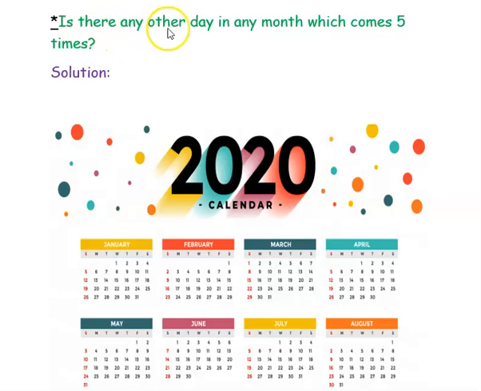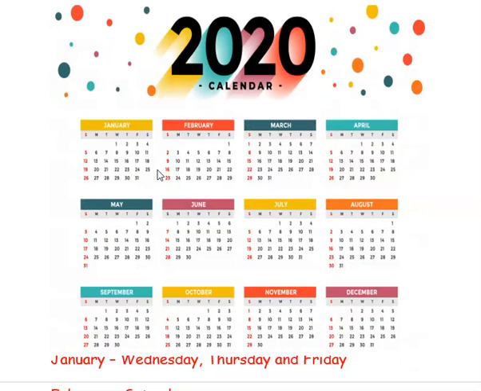Next question, is there any other day in any month which comes 5 times? So they are asking about any other day in any month that comes 5 times. Yes, right? Most of the days will be repeated 5 times in a month. If you look into the calendar for January, Wednesday is repeated 5 times, Thursday is repeated 5 times and Friday is repeated 5 times. Then in February, Saturday is 5 times. Then in March you have Sunday, Monday and Tuesday 5 times.